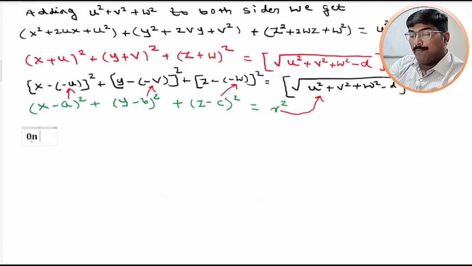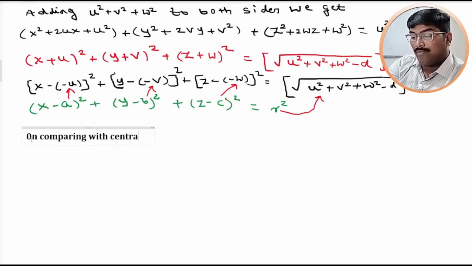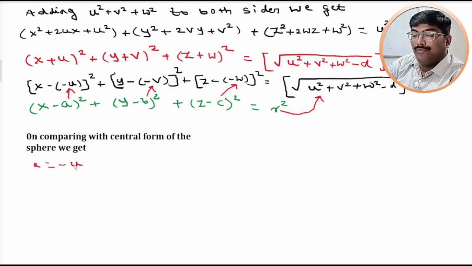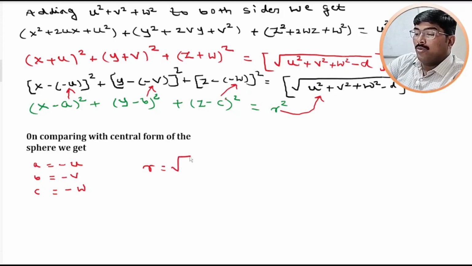So on comparing with central form of the sphere, we get the value of a is equal to minus u, b is equal to minus v, and c is equal to minus w, and the value of r is equal to square root of u square plus v square plus w square minus d.